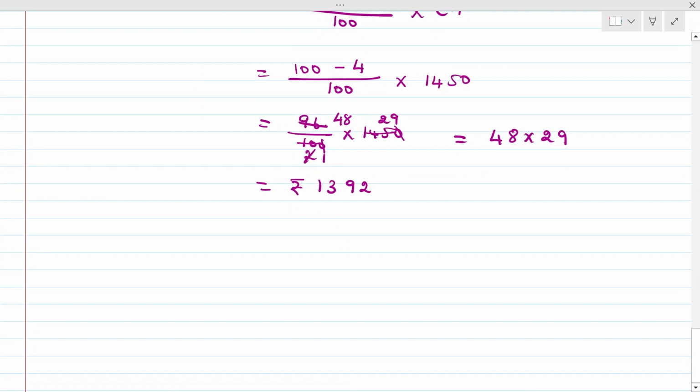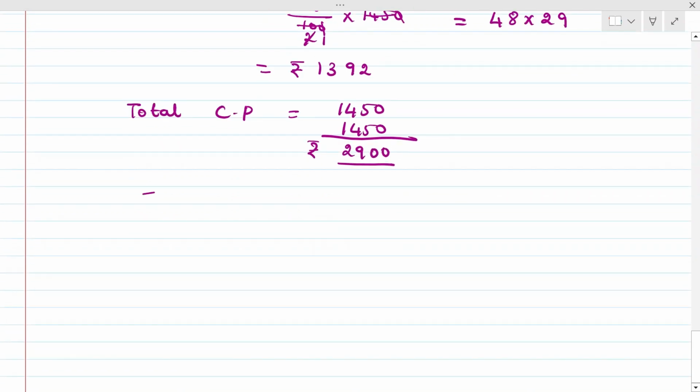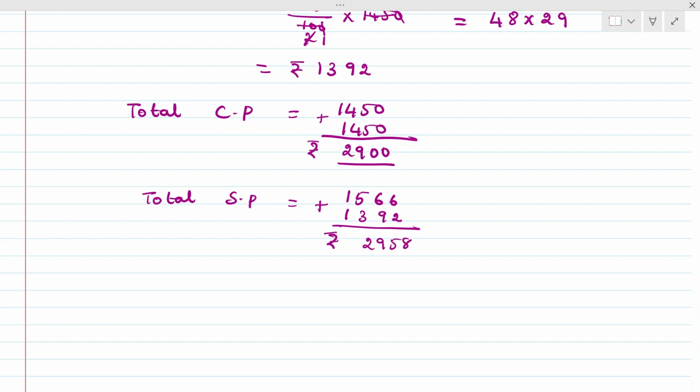Now we have to find out whether it is gain or loss. So for that we have to find out the total CP. Two jeans were bought, right? So one jean for 1450, another jean for 1450. Together the girl would have paid 2900 for buying the two jeans. Now in the same way we have to find out the total SP. The first one was sold for 1566 and the second one was sold for 1392. When you add these, we will get 2958.